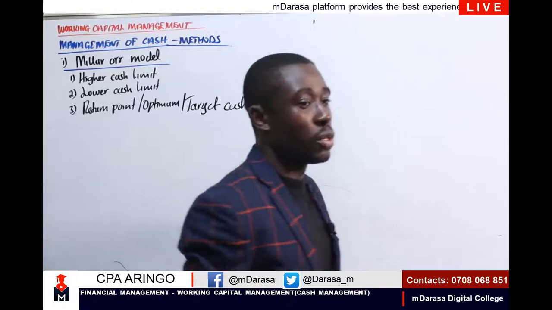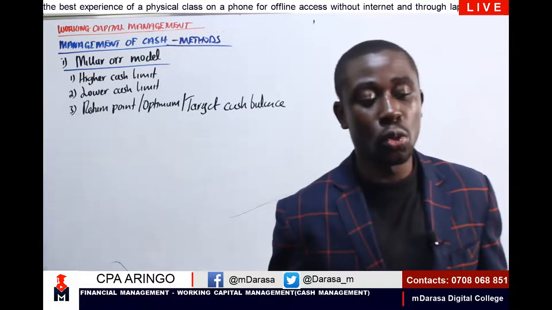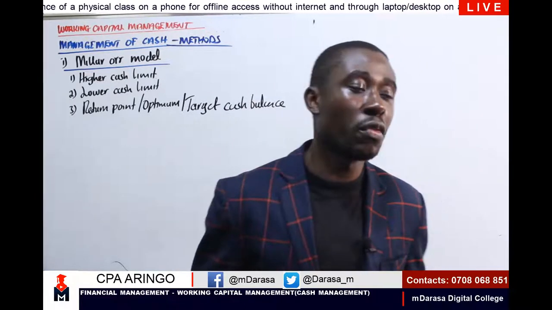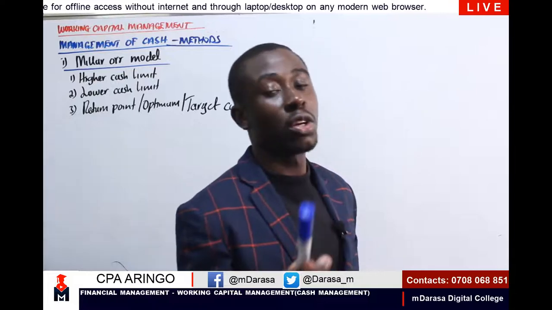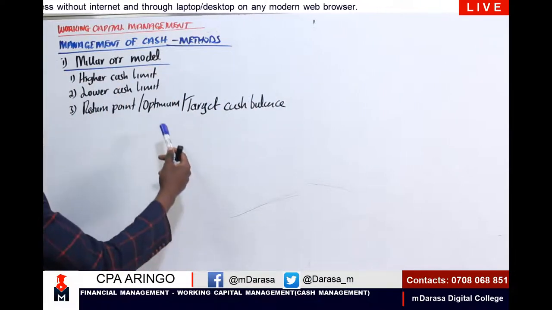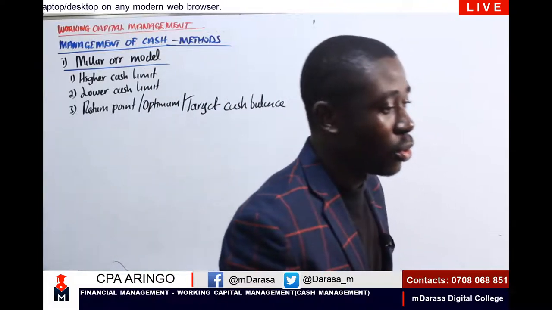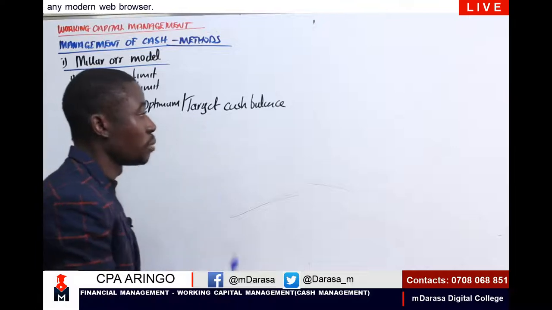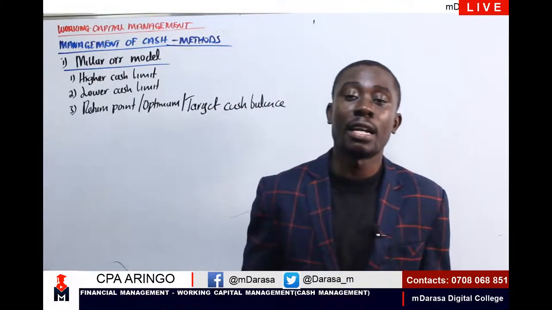Under the Miller-Orr model, we normally achieve the return point by expressing it as a third of the spread. So there are various terminologies that you must always have at the back of your mind anytime you are talking of the Miller-Orr model. At this point, I have mentioned something to do with spread. Probably one will ask, what is this spread that you're talking about? Recall that many times the firm will make sure that this cash is fluctuating between the lower and higher cash limit, right? So for us to achieve this optimum balance, which you are referring to as the return point, it is always going to be expressed as a third of the spread.